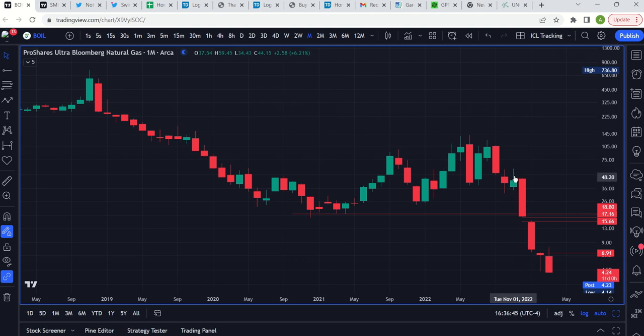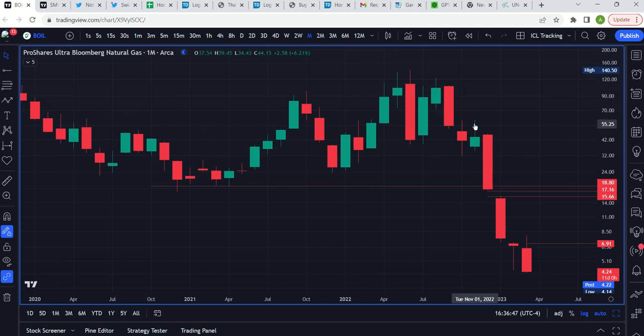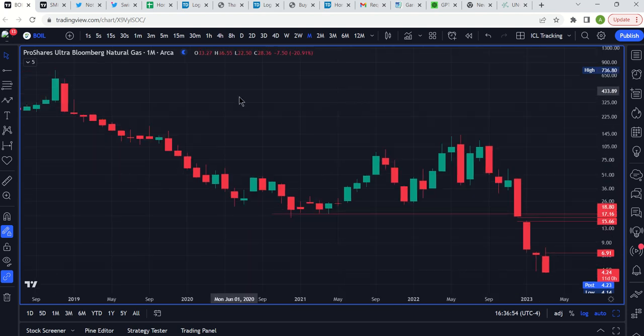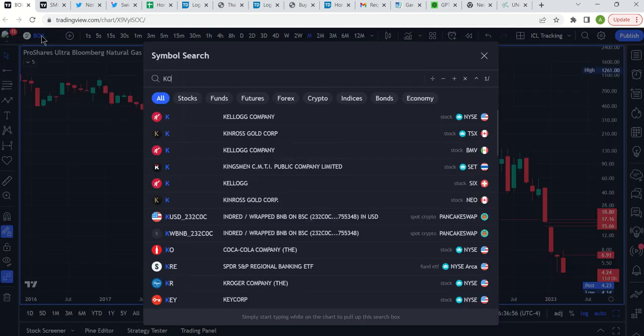This was a little relief. Of course, it gave back a lot of the rally, but this looked like a little bit of a relief, and then it was just no rejection. So that's BOIL, and let's look at cold. Let's look at what that thing is doing.